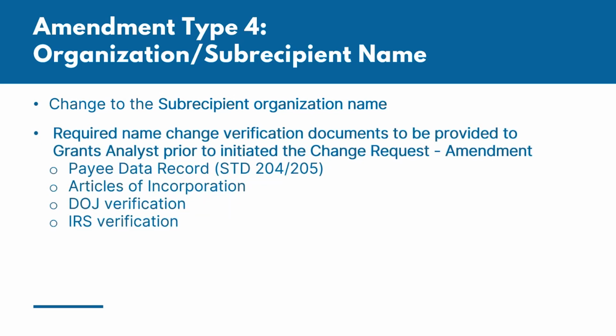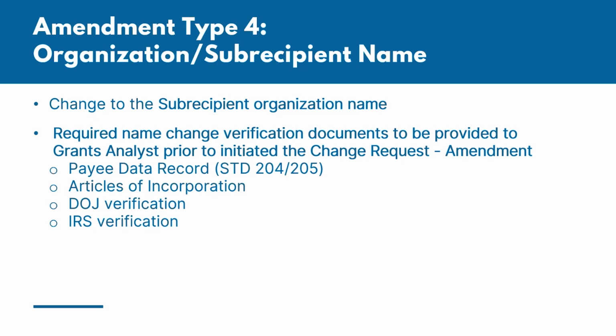The subrecipient must notify their grants analyst in advance of the change. You can have that conversation whether the change is in progress or has been completed on the official end. What the grants analyst will need are some official name change documents to initiate the process. One item they will need is the articles of incorporation filed with the Secretary of State that reflect the new agency name.